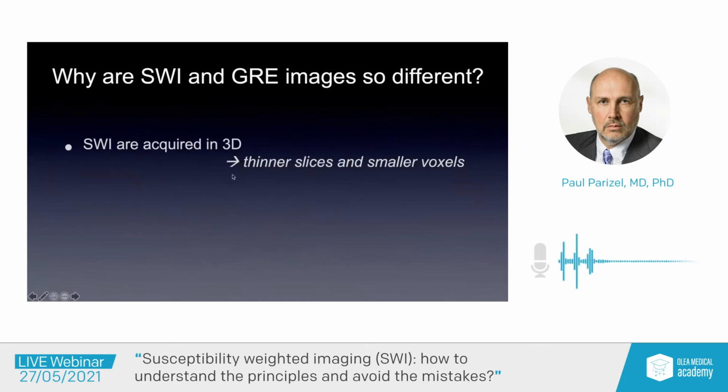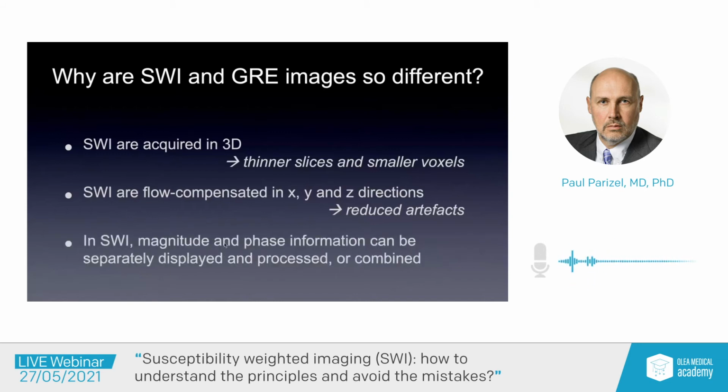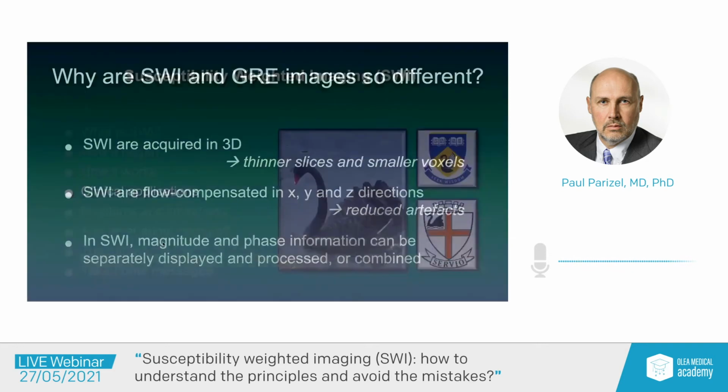So you can get thinner slices, smaller voxels. They are fully flow compensated in the frequency, read, and phase directions, so you have fewer artifacts. And in the susceptibility weighted image, you can combine magnitude and phase information, and you can display that information separately, and you can process it separately, or you combine everything into one image, such as the minimum intensity projection.